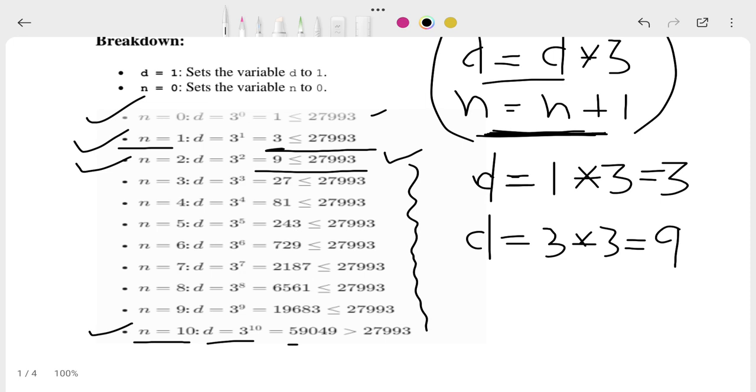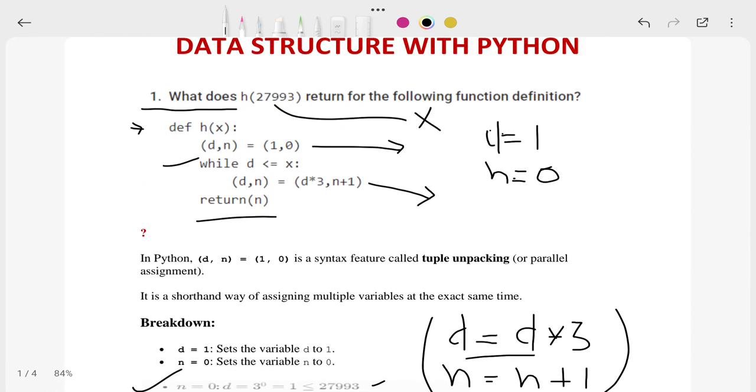So that is the previous value 19683 into 3. Okay, so the value is equal to this. This is greater than this. So now you stop. Here you stop. So the value of n is equal to 10. This is the final answer for this question. Okay, so this question we solved.